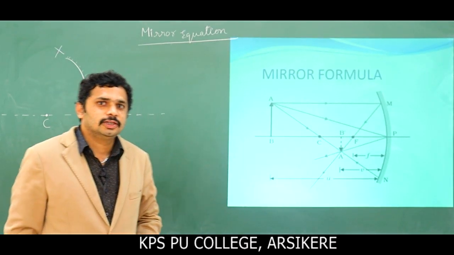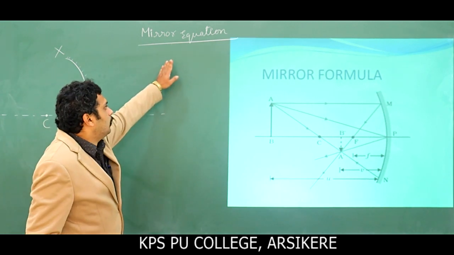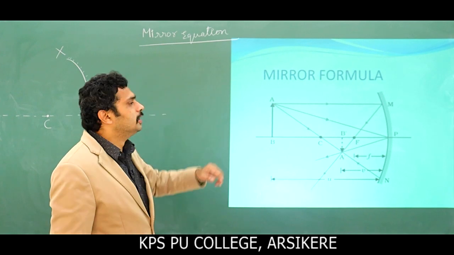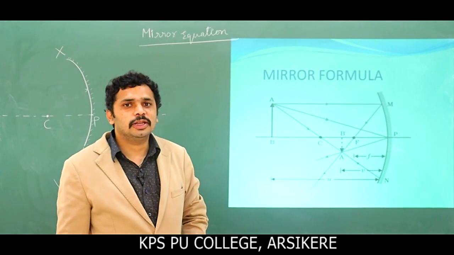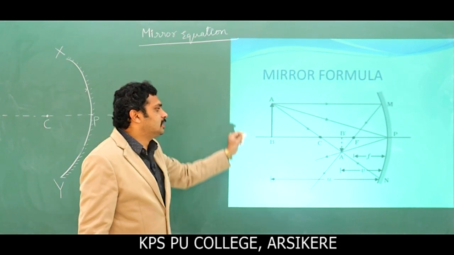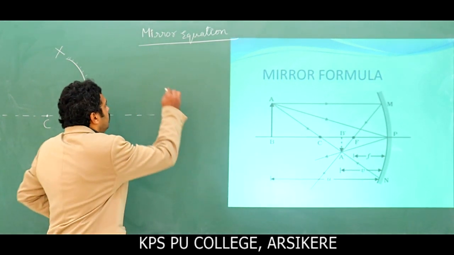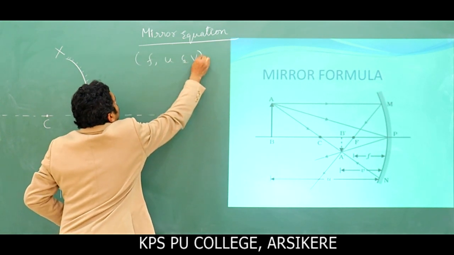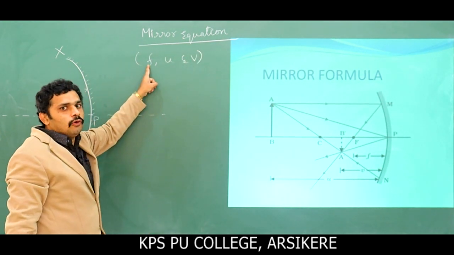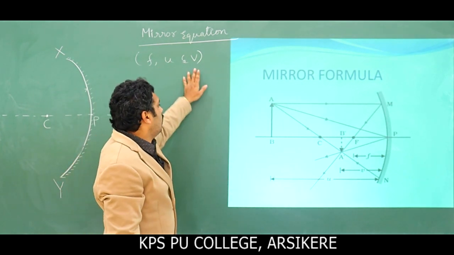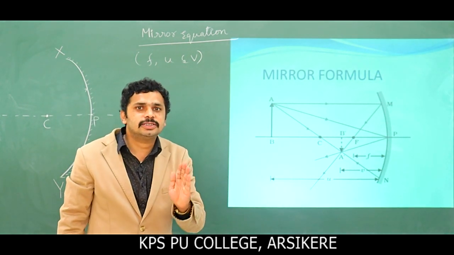Hello students. Now let us discuss a very important formula for spherical mirrors. It is the mirror equation or mirror formula. The mirror equation connects the relation between F, U and V, where F is the focal length of the mirror, U is the object distance and V is the image distance.